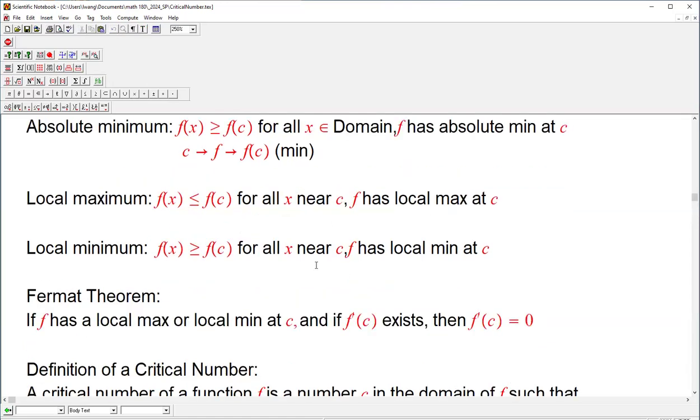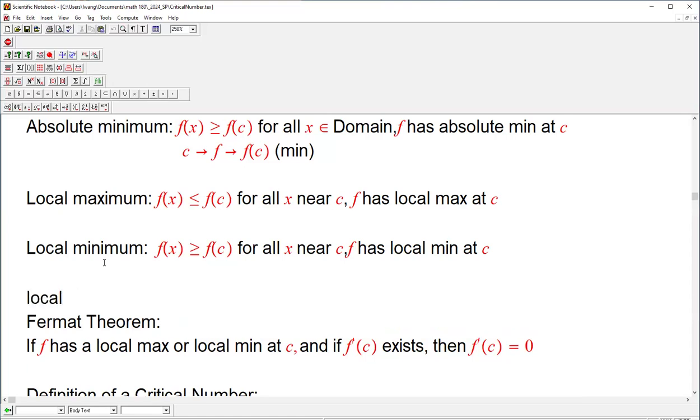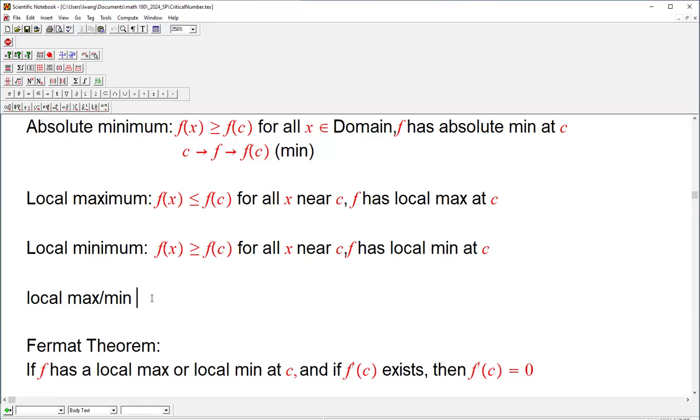With these definitions, we introduced Fermat's theorem because we want to find maximum and minimum, in many cases absolute max and absolute min. But before we find absolute max and min, we want to find local max and local min. After we find the local max and local min, from among them we look for the absolute max and absolute min. So this is the general idea.